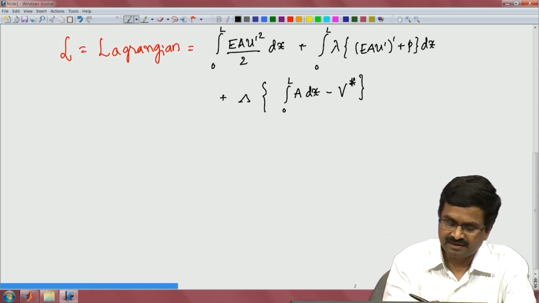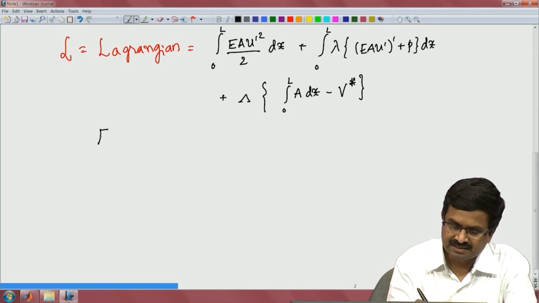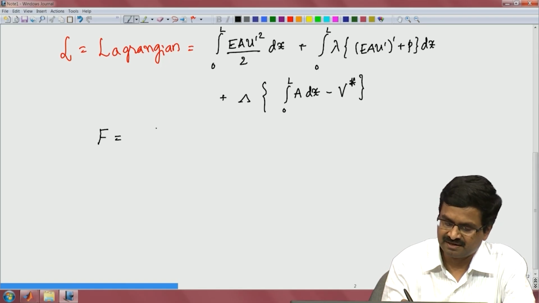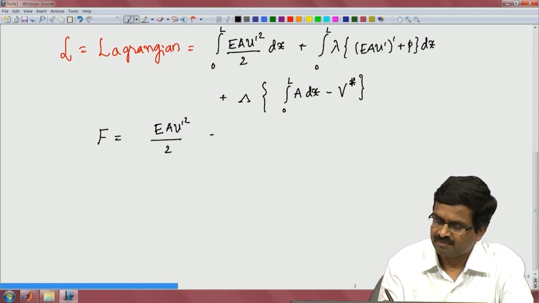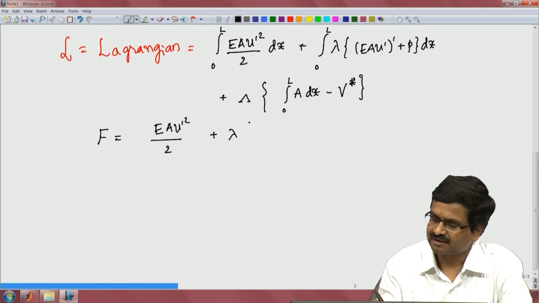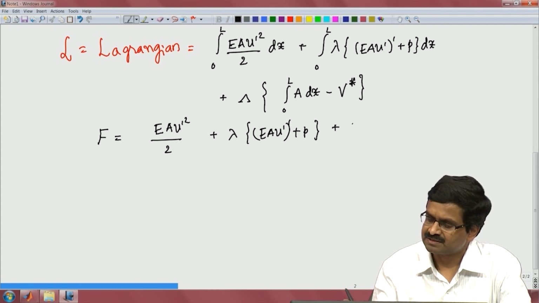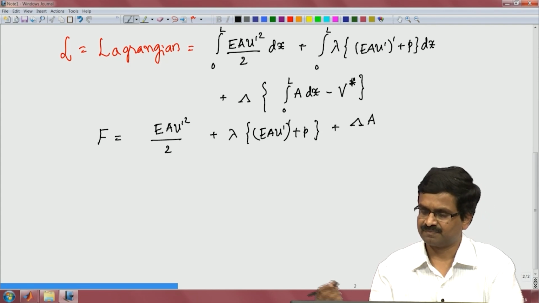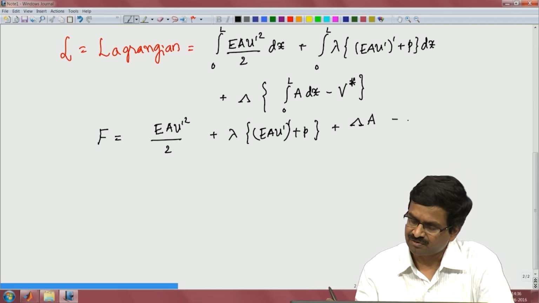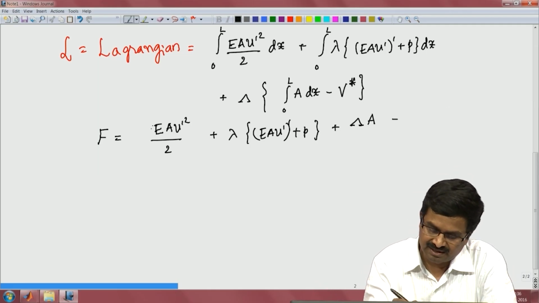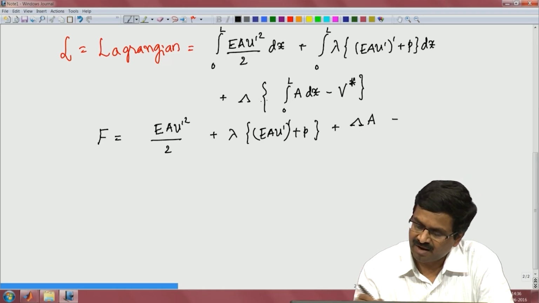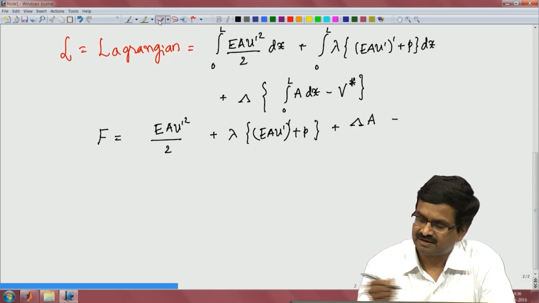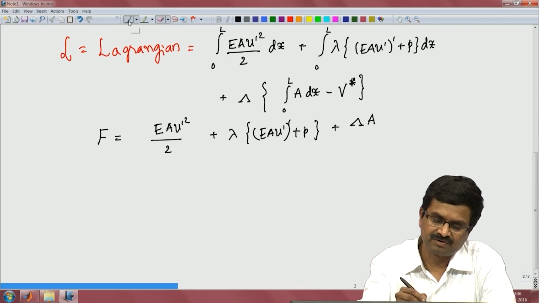Now, let me write what is the integrand for this problem, that is what is inside the integral sign. So, that is E A u prime square by 2 plus lambda times E A u prime prime plus P plus lambda times A. That is what we have, and this whole thing is to be integrated, and then we have lambda times V star, that is just a constant that we do not need to worry about. This is what we are interested in.